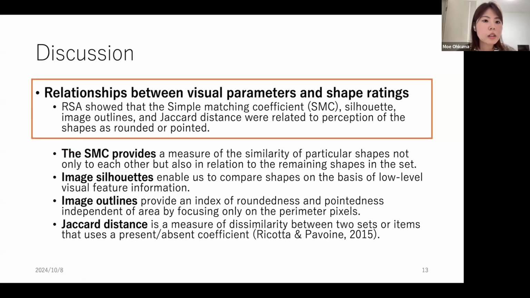Next discussion is the relationship between visual parameters and shape ratings. RSA showed that the simple matching coefficient, SMC, image silhouette, image outlines, and Jaccard distance were related to the perception of the shapes as rounded or pointed.